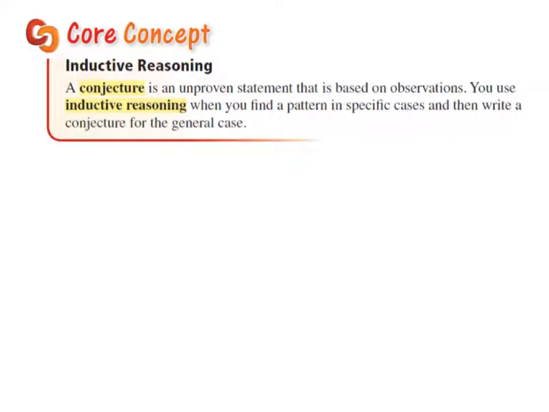Okay, so we are going to look at what's called inductive reasoning, where basically you just make observations and then you look for a pattern and you make a conjecture. A conjecture is just a statement that's not proven, you just notice it, so sometimes conjectures can be different for different people. So a conjecture is an unproven statement that's based on observation, and you're using inductive reasoning when you find this pattern by looking at specific cases, and then you try to write what's going to happen in general based on what you see for a pattern.